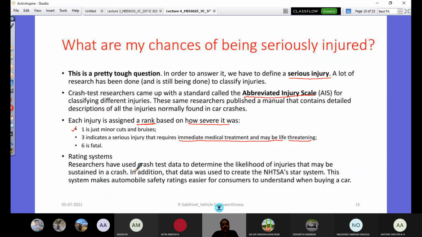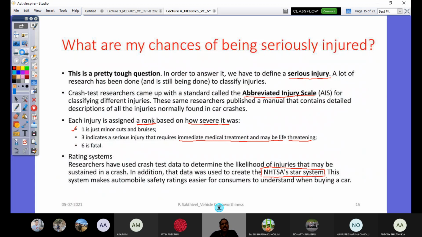Researchers have used crash test data to determine the likelihood of injuries that may be sustained in a crash. In addition, that data was used to create the NHTSA star system. They come out with the star system ranging from 5-star to single star. The 5-star rating is an excellent vehicle, a foolproof safe vehicle, which they certify. This system makes automobile safety ratings easier for consumers to understand when buying a car. See, what does that star rating mean?